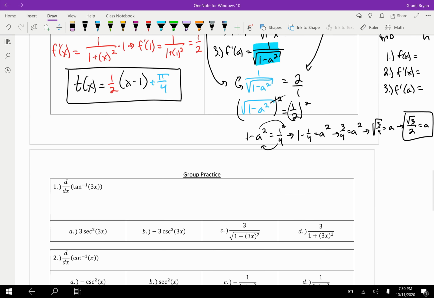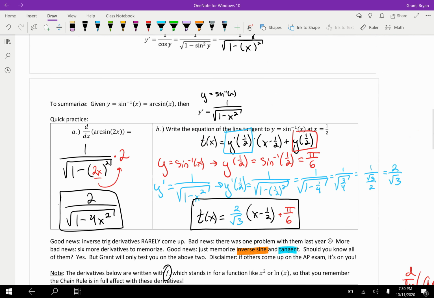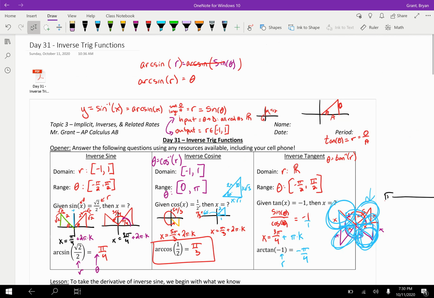Try these 6, and then once you're done, check your work with my solutions, and be ready to come back tomorrow to talk about generalized inverse functions. So we're almost done with all our derivative rules. Thanks for sticking through.